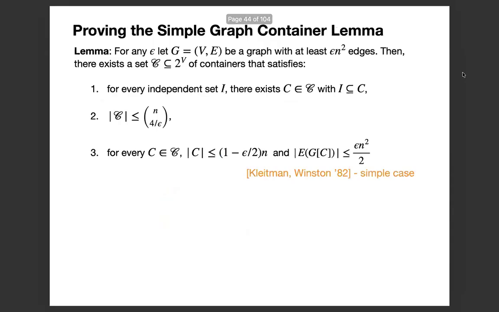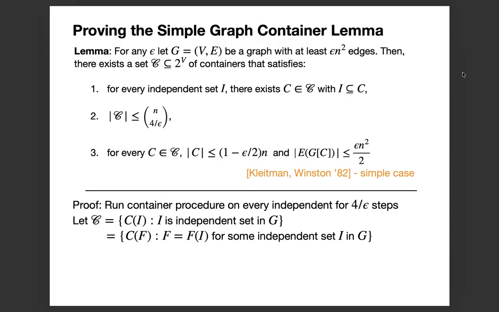Okay, so I just want to tell you a little bit about how we actually prove these container lemmas. Here's the container lemma restated. If your graph has a lot of edges, then there's a collection of containers that covers all the independent sets, and the collection is not too big, and the containers are not too big. Just a couple of the ideas of how this goes. What I was telling you before was for a specific independent set. So what are we going to do here? We need to construct this collection of containers.